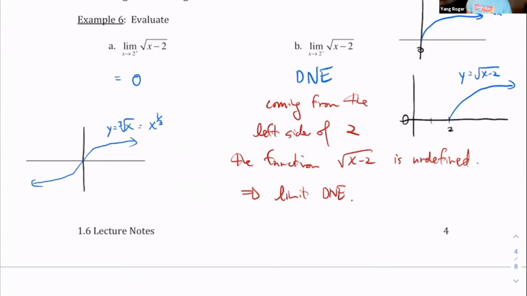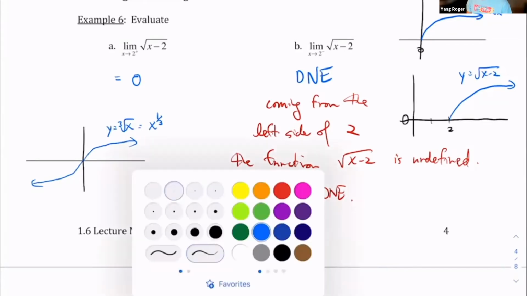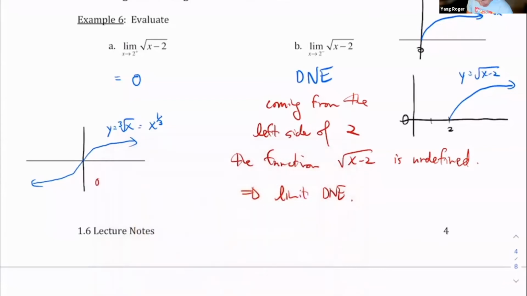Okay. So odd index, no problem. Even index, you worry about the domain. You've got to come from the proper side. All right. All right, cool.